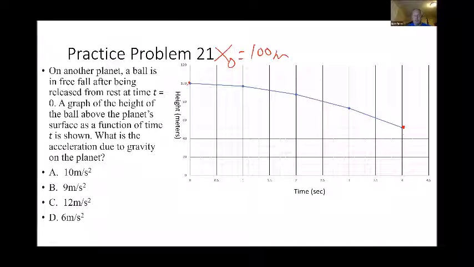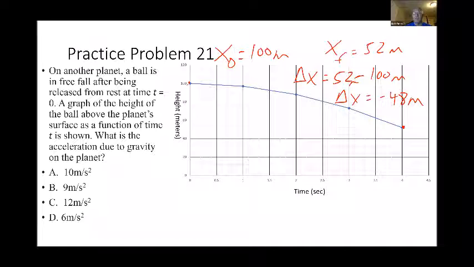It's fallen, and some of these marks may be hard for you to read on this video, but each one of these little faint lines is worth about 4. So 44, 48, 52. So our final position is 52 meters. So let's calculate a displacement. We know that's final position minus initial position. So our displacement is negative 48 meters. That's how far we fell.